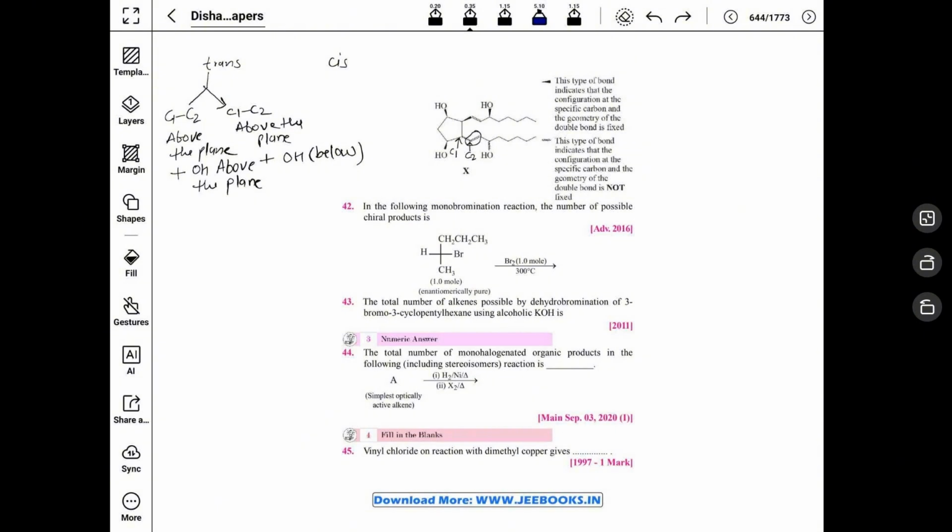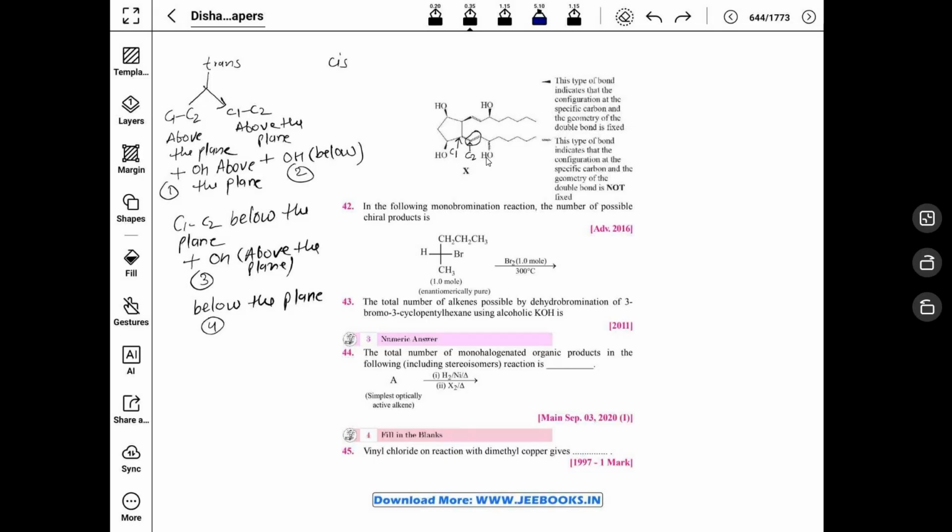Now in these cases we have taken C1 and C2 above the plane. Now let's take them below the plane. So C1 and C2 are below the plane, this bond is below the plane. Then there are two possibilities: OH above the plane and below the plane. So how many possibilities are there? One is this, second this, third is this, and fourth is this one.